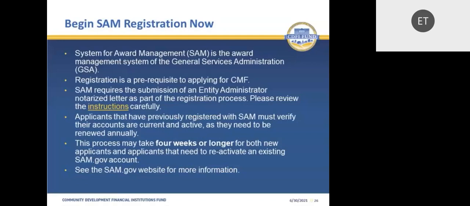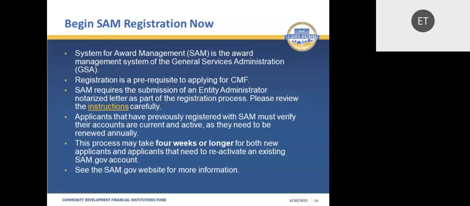Okay, so let's talk a little bit about the SAM registration process. SAM stands for System for Award Management. It's managed by the General Services Administration, GSA. The CDFI Fund does not administer SAM. It is managed by GSA. It is required to have a SAM account in order to apply for CMF funding. As part of that process, you will need to submit an entity administrator notarized letter. We have instructions for how to do that.